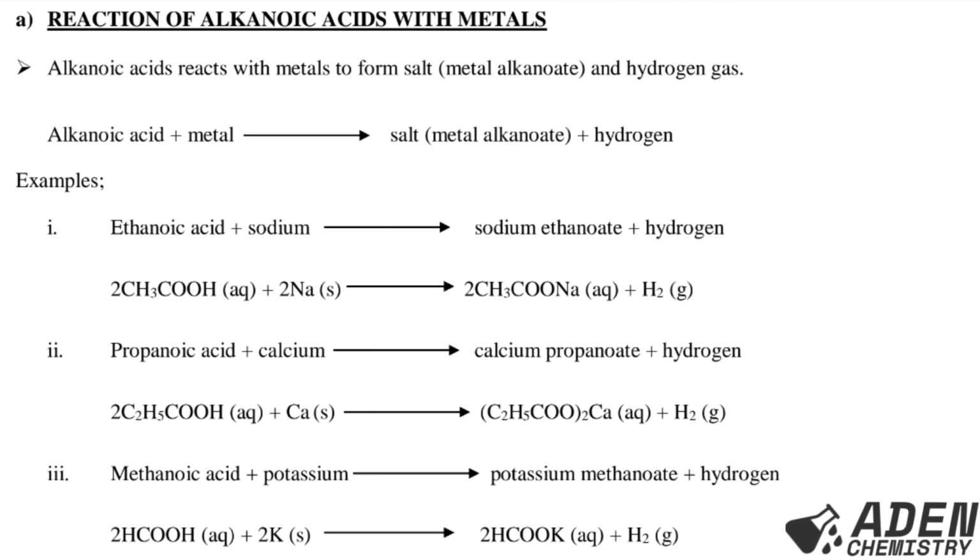Lastly, we are having Roman 3, methanoic acid plus potassium. What we are going to get is potassium methanoate and also hydrogen gas. So how will you write it? Methanoic acid is written HCOOH. We are going to react it with potassium, which is K. What we are going to get is potassium methanoate plus hydrogen gas. What happened is that we have removed this hydrogen, then we have replaced it with potassium. That's the way it is written here, and hydrogen gas is released from there.